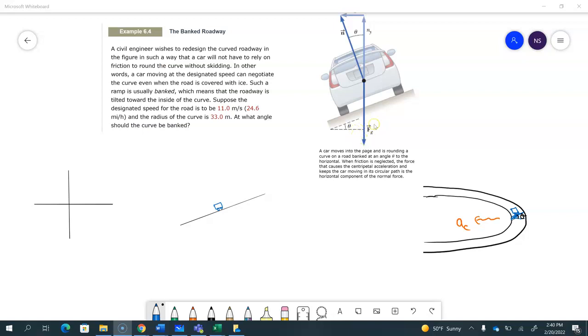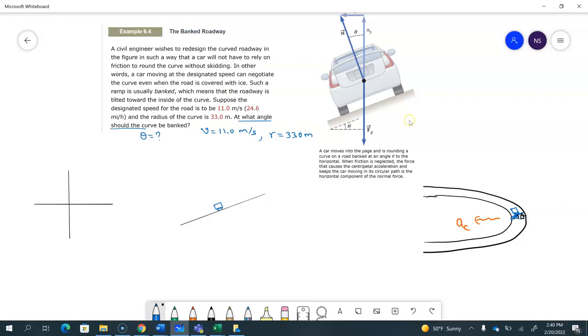Such a ramp is usually banked, which means that the roadway is tilted toward the inside of the curve, and suppose the designated speed for the road is to be 11 meters per second. So that's the desired speed, 11 meters per second or 24.6 miles per hour. And the radius of the curve is 33 meters, right? At what angle should the curve be banked? Meaning, what should be this angle theta, right? So we are looking for the angle theta.